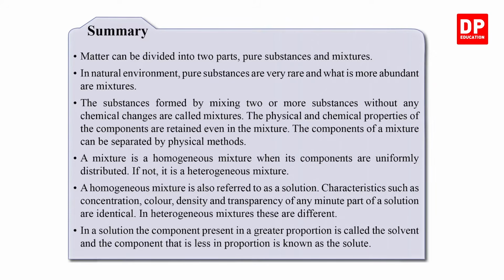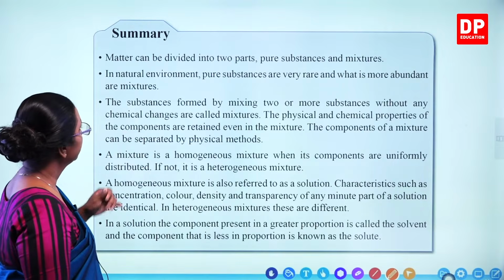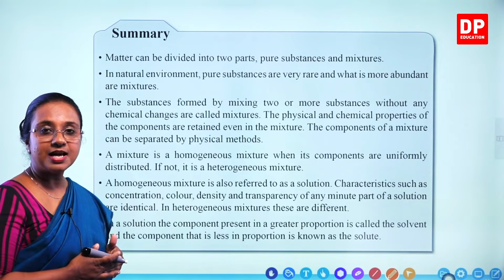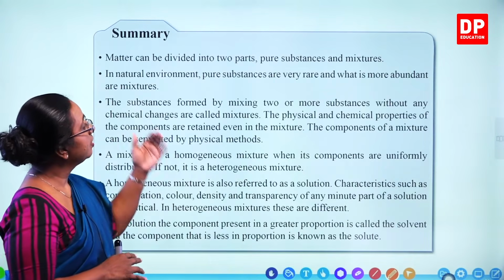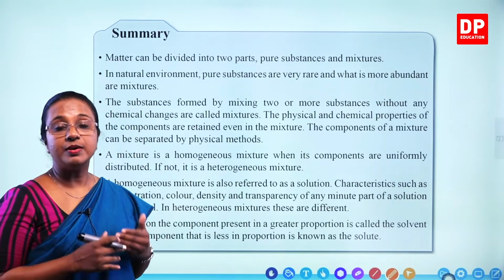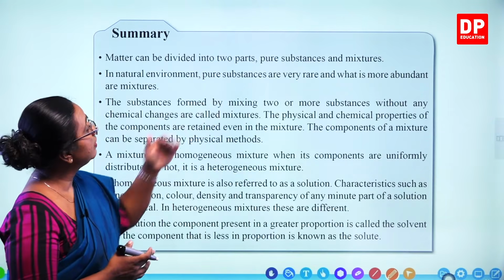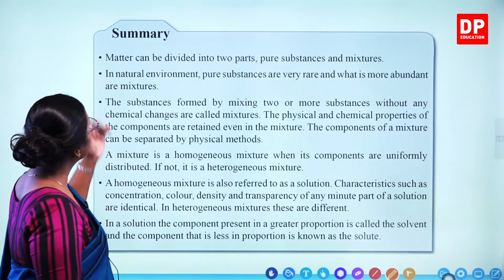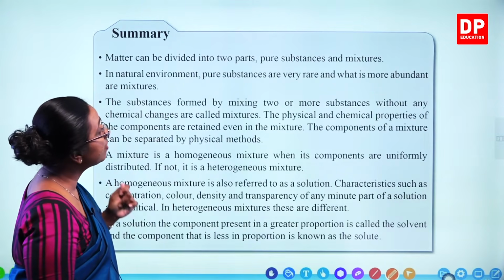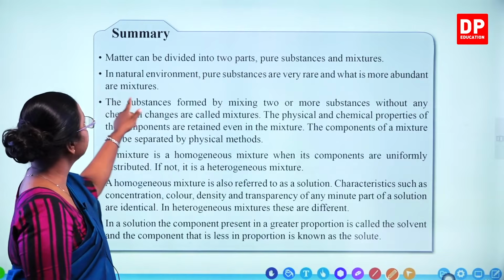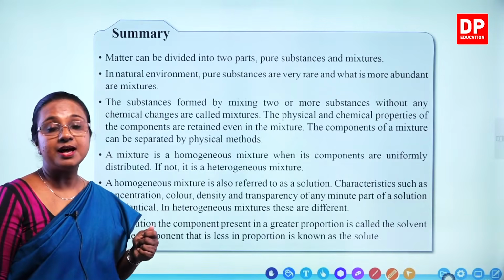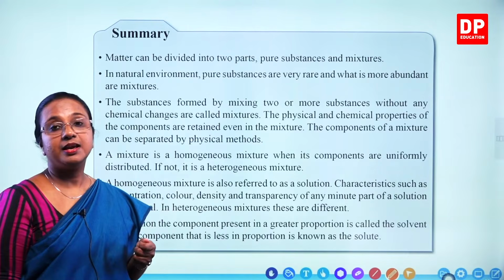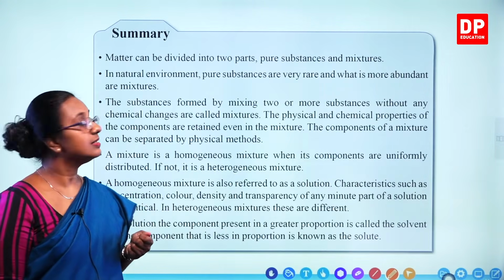With that, we will move on to the summary. Matter can be divided into 2 parts, pure substances and mixtures. So you all know what pure substances are, the elements and the compounds. When they all mix and exist together, where there are more than one components, we call them mixtures. In the natural environment, pure substances are very rare. What is more abundant are mixtures. You know many examples. Sea water, the atmospheric air, the soil, all the minerals.